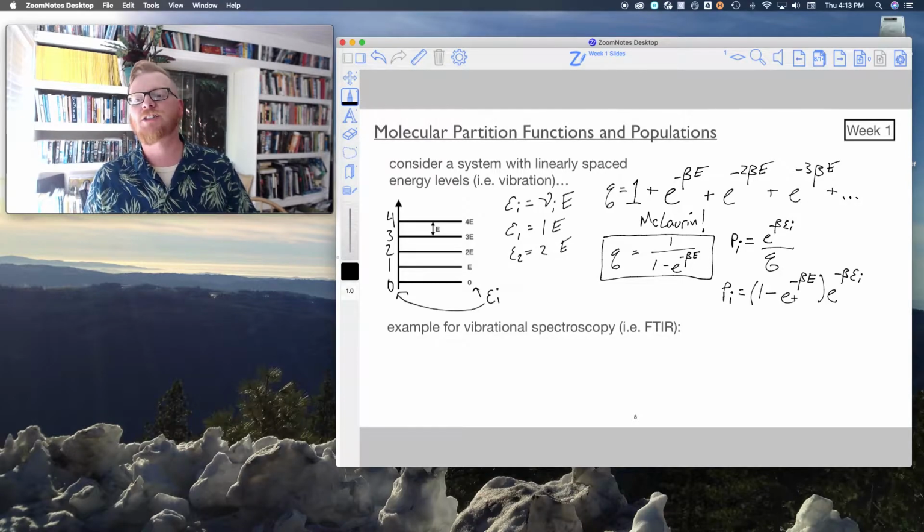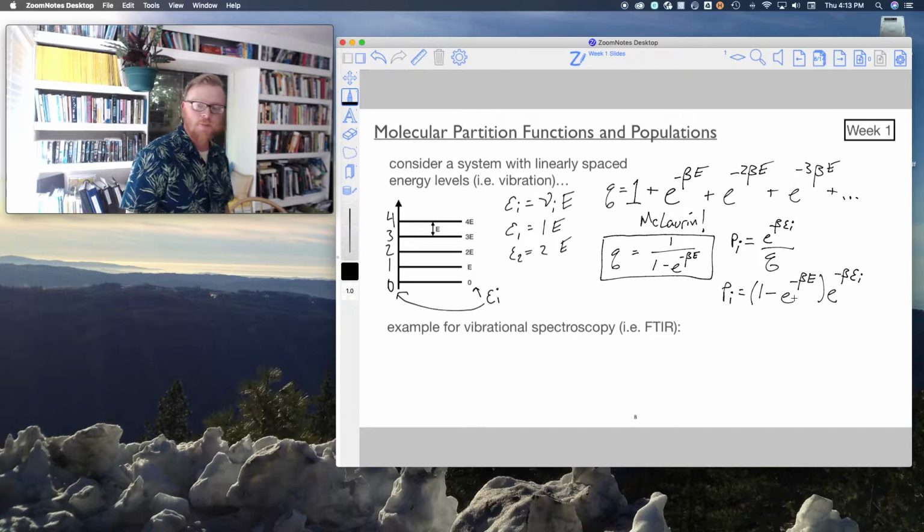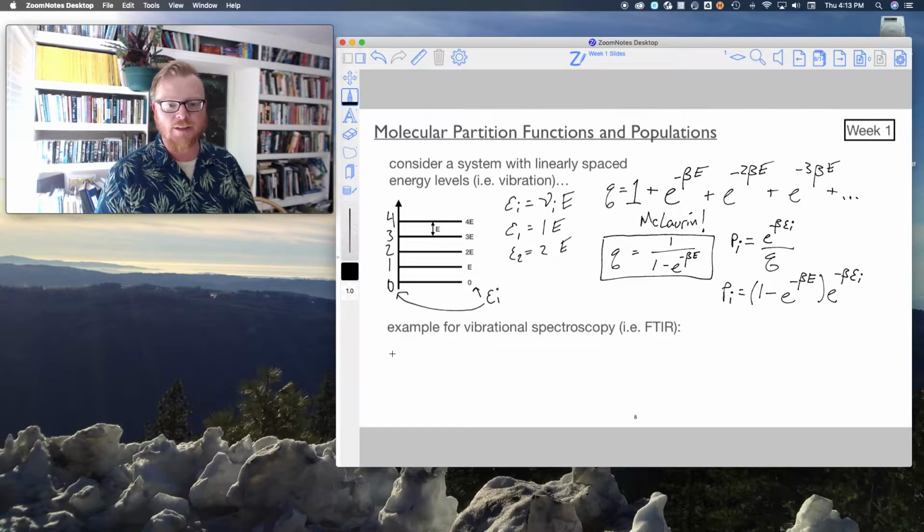Okay, so now to actually make calculations with this, it's not as straightforward. We have to do a couple of extra steps. And so let's get into this. We're going to use this example from vibrational spectroscopy, all right? So let's get into this whole beta thing.